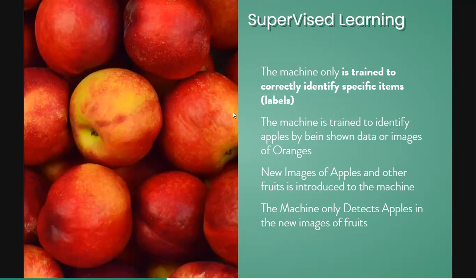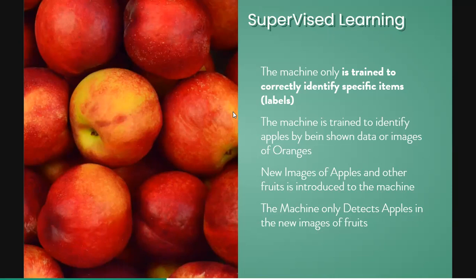Where we introduce apples to a machine, and these apples, when we're training the computer, are called labels. We just have a sticker of this fruit called an apple, and we train the machine to identify apples in different images that we present to it. It will only have an eye for the apples, right?